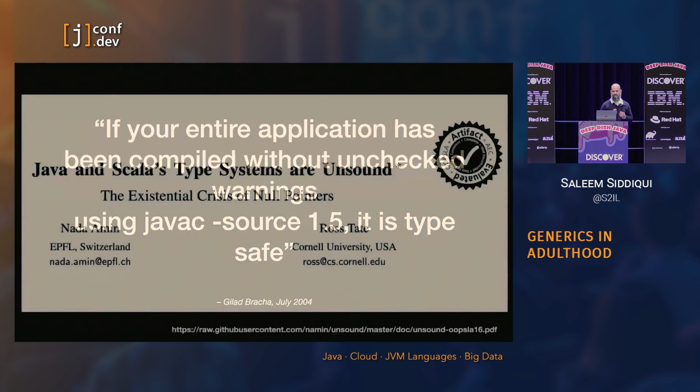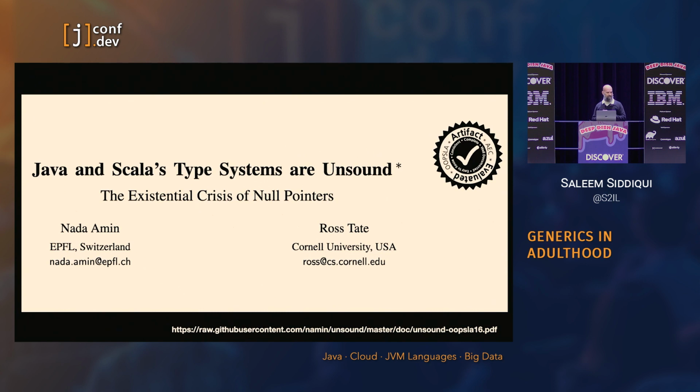If you're curious, here's a paper that I also strongly recommend. It was presented at OOPSLA in 2016 by Nada Amin and Ross Tate, and they talked about the unsoundness of Java and Scala. Very similar language, obviously, runs on the JVM, more functional in nature, but essentially from a type standpoint, more or less identical. They pointed out the mistakes, or the consequences of the mistakes that have been made throughout the years and decades, specifically, as the subtitle says, the crisis because of null pointers.